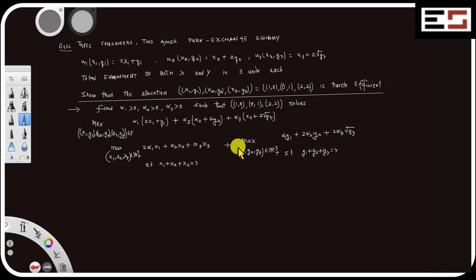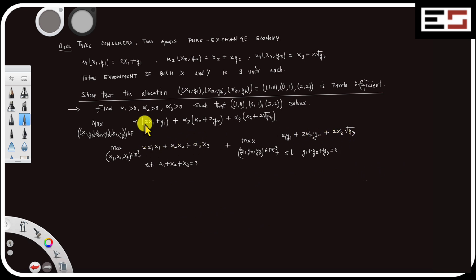And this is the separate problem, which is the second part of the problem, which is basically we are choosing y1 y2 y3 in such a way that y1 plus y2 plus y3 is 3, and we want to maximize alpha 1 y1 plus alpha 2 into 2 y2 plus alpha 3 2 root y3. Okay, so this is the objective. This is how we are choosing y.